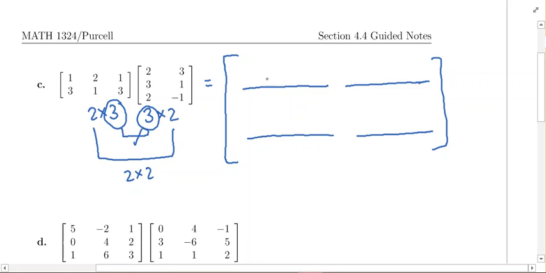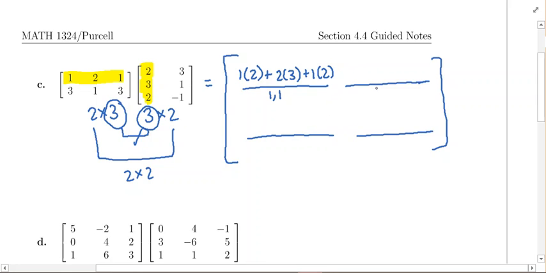In the matrix that we're trying to form, this is the first row, first column. So we're going to do the dot product of the first row, first column. You're going to multiply the corresponding numbers together and then add them up. Multiply the first numbers together, you're going to get 1 times 2, then the middle numbers, that's going to be 2 times 3, and then the last numbers 1 and 2. Add them up. So that's how you do that one.